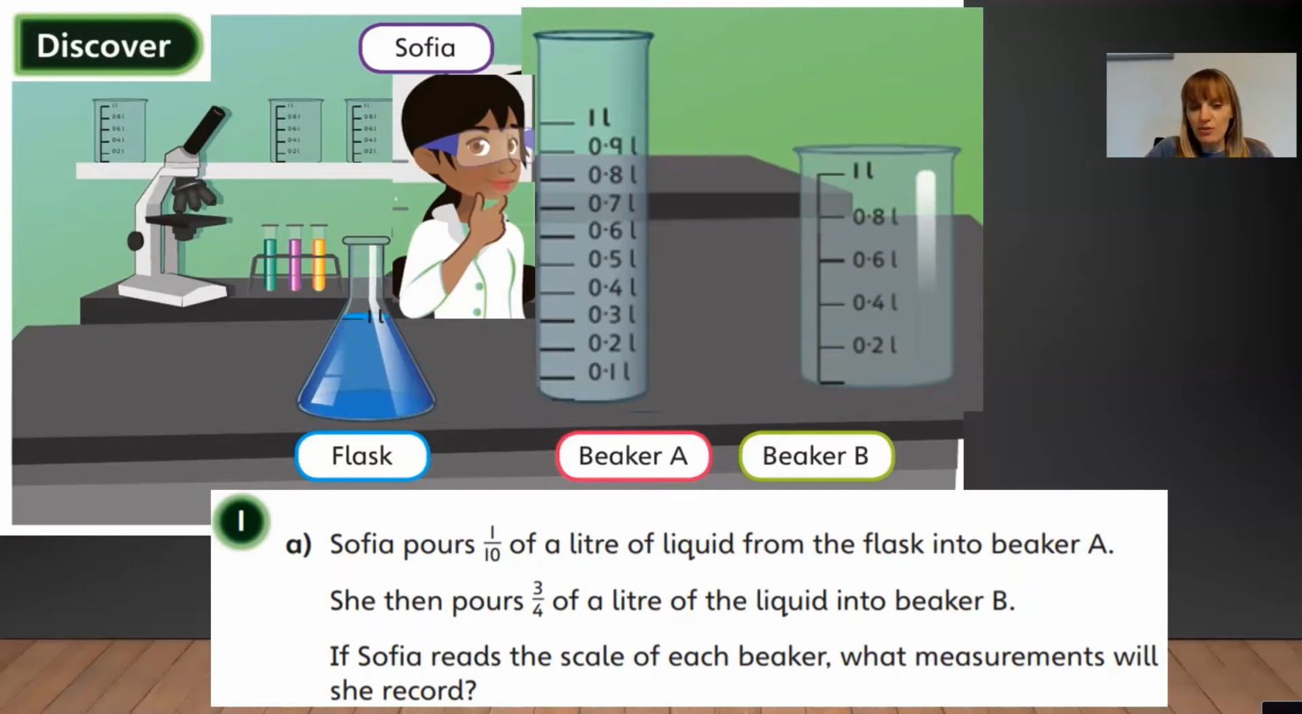Now, the difficulty that we've got here is that it's telling you how much she's pouring in fractions, but on the side of the flasks that she's pouring into, they are written in decimals. So we've got to figure out, well, how much is that? How much is 1/10 of a litre? So let's have a look.